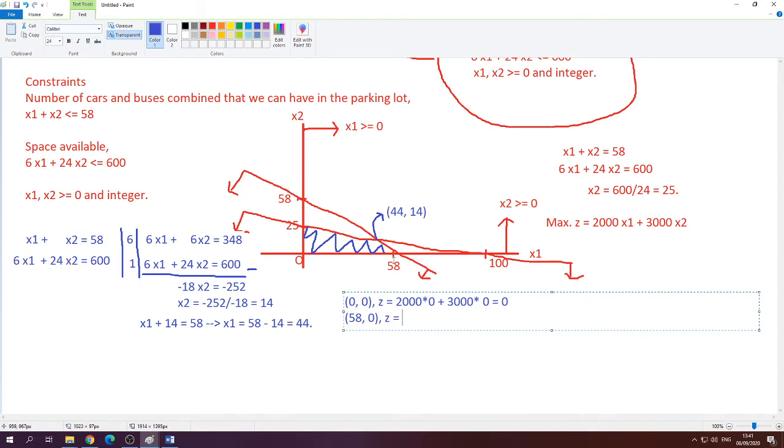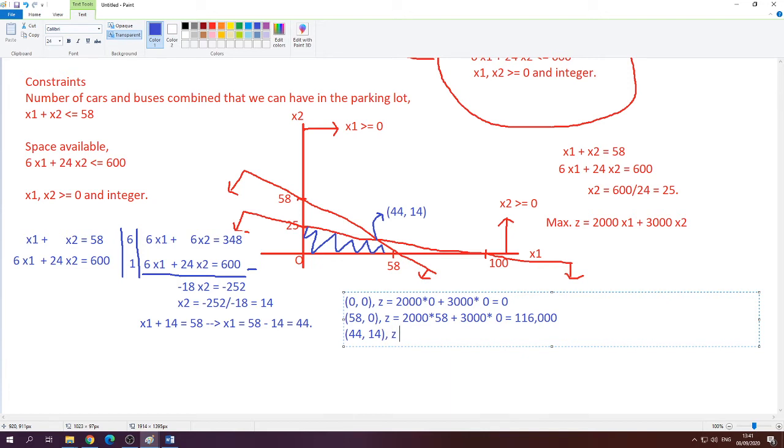So this is it, 58, 0. So we have 2000 times 58 plus 3000 times 0. So the second point means we only park cars, there are no buses. So we're gonna have 116,000. Okay, and then this point, the intersection point, we have a combination of cars and buses.